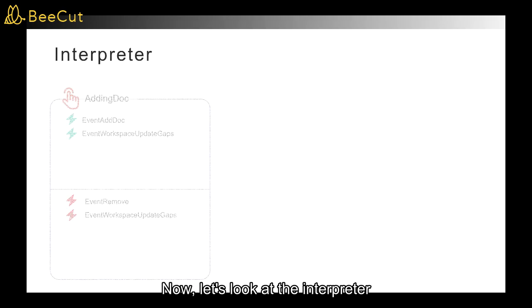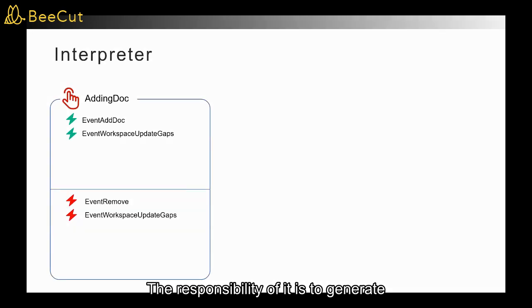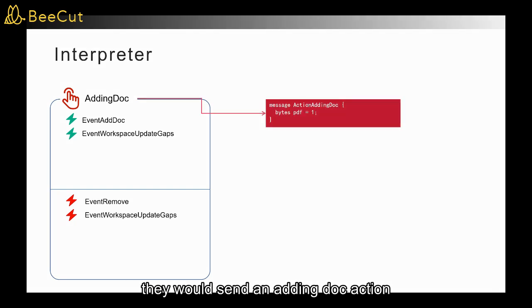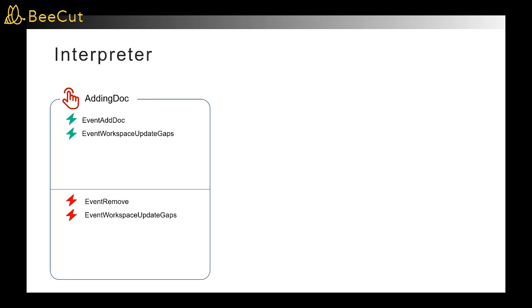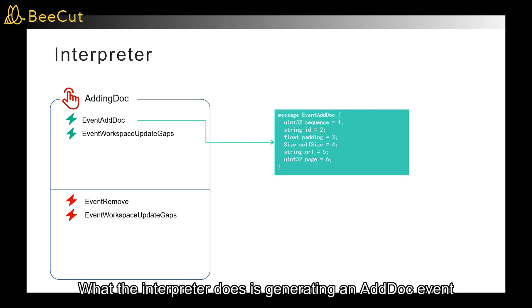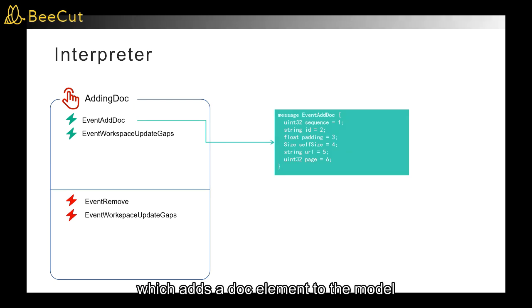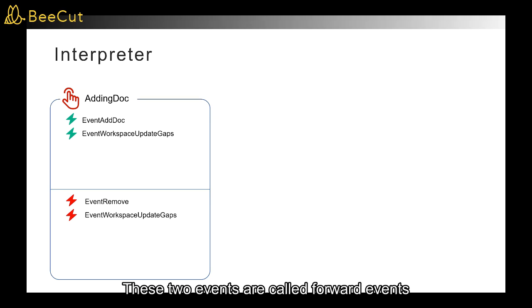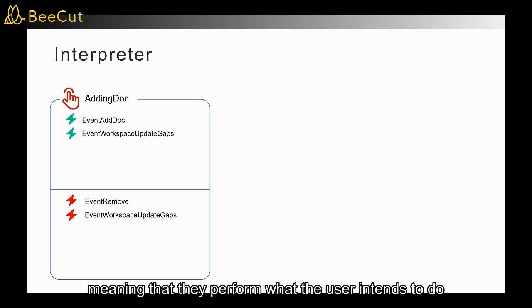Now let's look at the interpreter. Its responsibility is to generate modifications upon receiving a user action. For example, when a user intends to add a PDF into a workspace, they would send an adding doc action. What the interpreter does is generate an add doc event, which adds a doc element to the model, and a workspace update gaps event to update the gaps field of its parent. These 2 events are called forward events, meaning that they perform what the user intends to do.